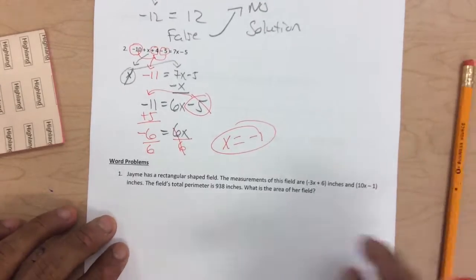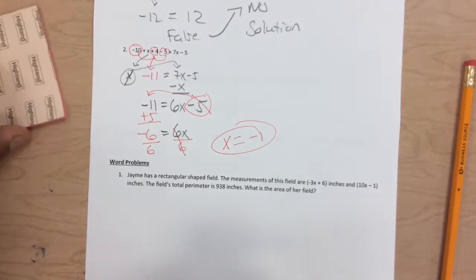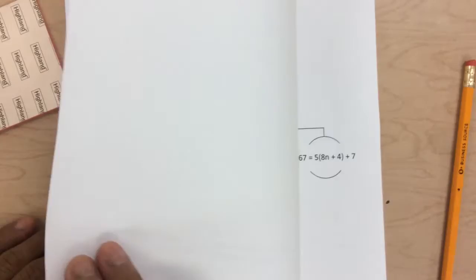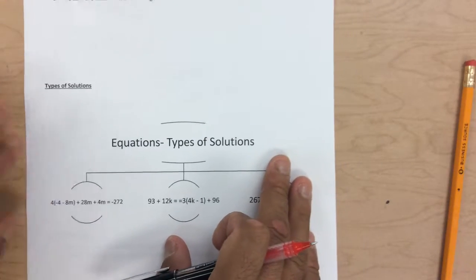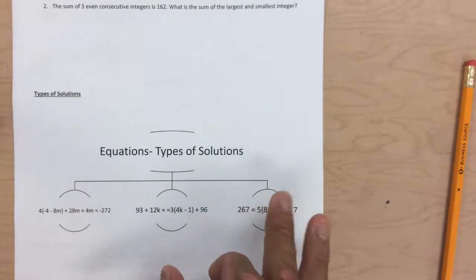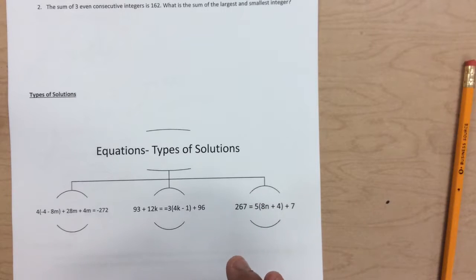Okay, for example 1 under word problems, we're going to skip that problem and go ahead and do problem number 2 under that section. The sum of 3 even consecutive integers is 162. What is the sum of the largest and the smallest integer?